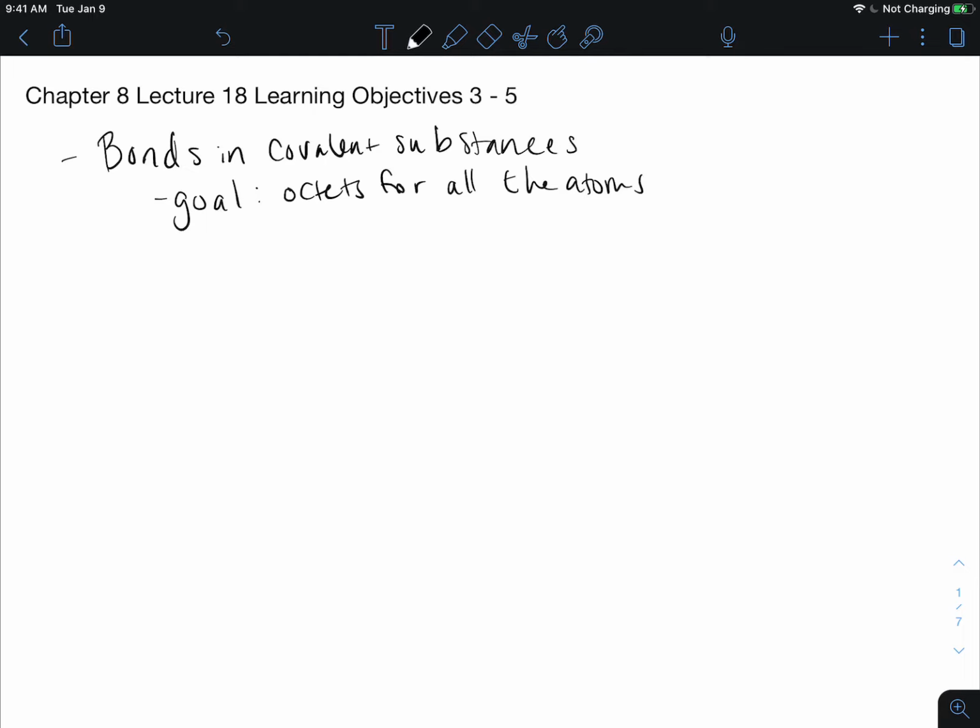But when we're talking about most others, we're trying to get an octet. So octets for all the atoms. And it can do this in covalent bonds by sharing electrons. So when 2 nonmetals share electrons, they both get to use those electrons to contribute to their octet.